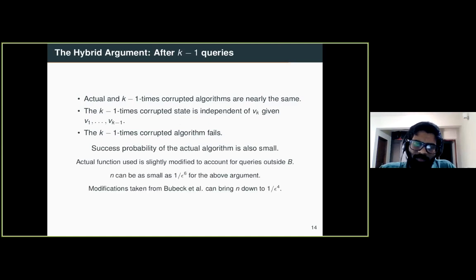There are some small notes to make here, that we actually modify the function a bit to account for queries that have norm larger than 1. And we note that this above argument gives n as small as 1 by epsilon to the 6. But with more modifications taken from the same paper, we can bring it down to 1 by epsilon to the 4. And that was the theorem that I had stated early on.